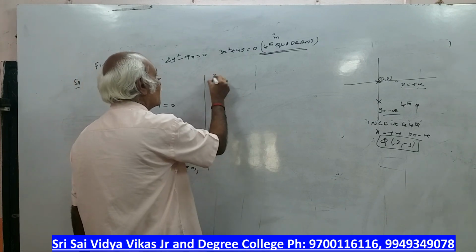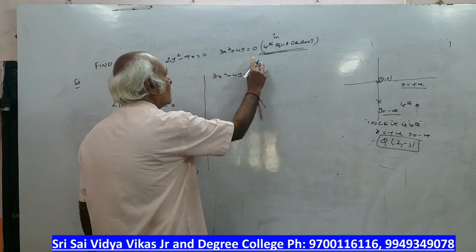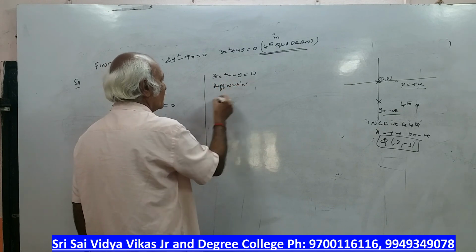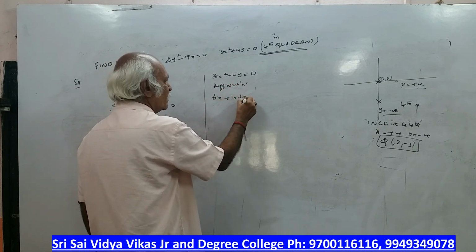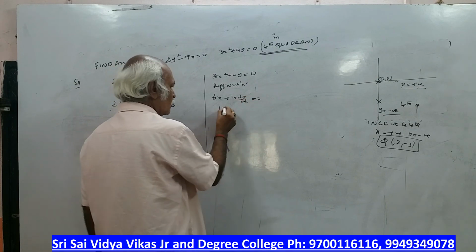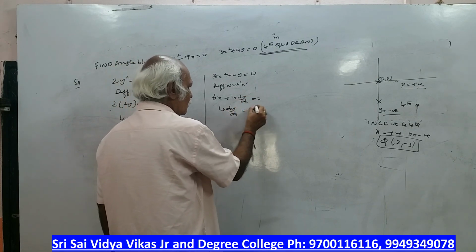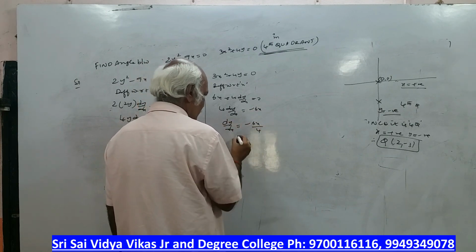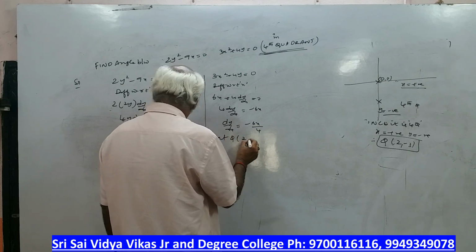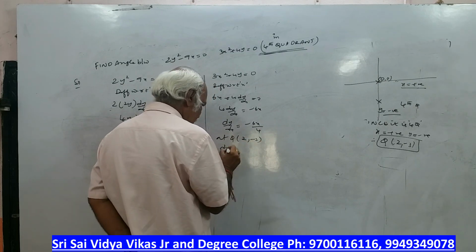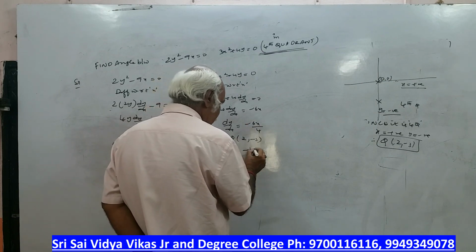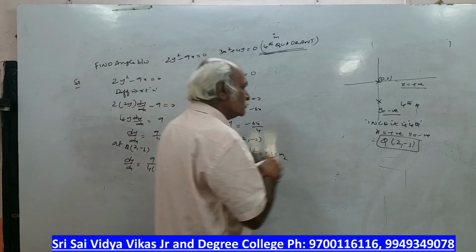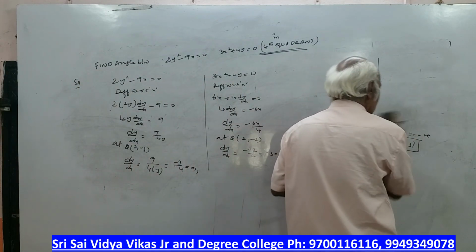Again, the second equation is equal to 0. So differentiate with respect to x. 6x plus 4 into dy by dx is equal to 0. So dy by dx is equal to minus 6x by 4 at Q 2 comma minus 3. So what will happen? Dy by dx is minus 12 by 4, minus 3, M2. So you got M1, M2. Again formula application.